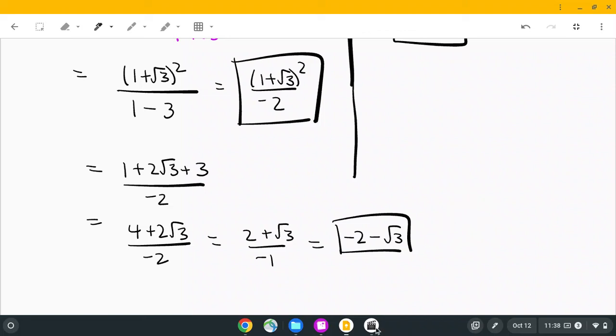Okay, so that is it for the sine and cosine. Stay tuned for part 3, where we do some more interesting problems.